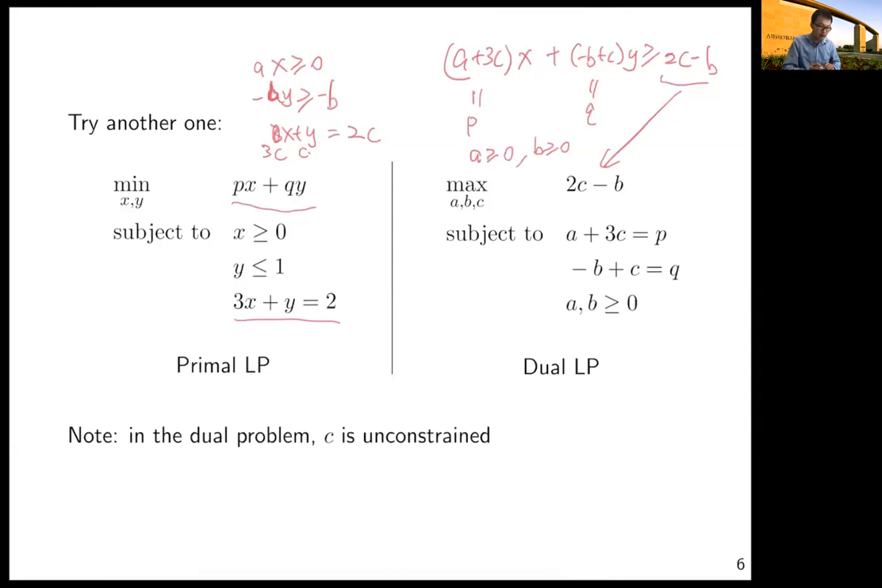Okay, so there's this interesting symmetry between the primal LP and the dual LP in the sense that the number of inequality constraints in the primal translates into the number of non-negative variables, and the number of equality constraints translates into the number of unconstrained variables in the dual LP.